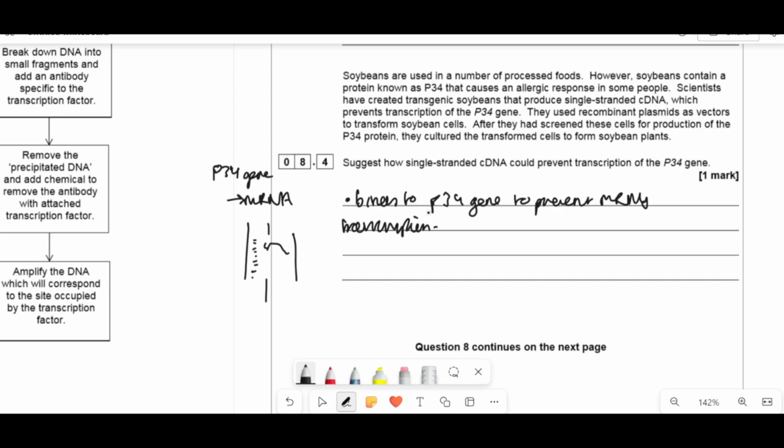It says here, reject transcription factor. The reason is because it literally says to stop the transcription of this gene. And it's single-stranded DNA. So it's not going for the transcription factor, it's going for the DNA itself. It's hinted at in the question.